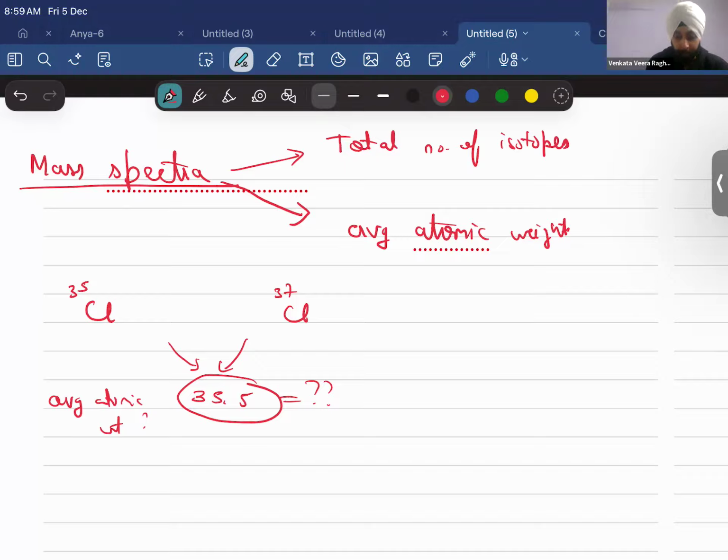If you know that, you can multiply that with this mass number, and for the other also multiply with that mass number, and sum them up, you'll get the answer of that average atomic weight. I will give you one question, you will get it.